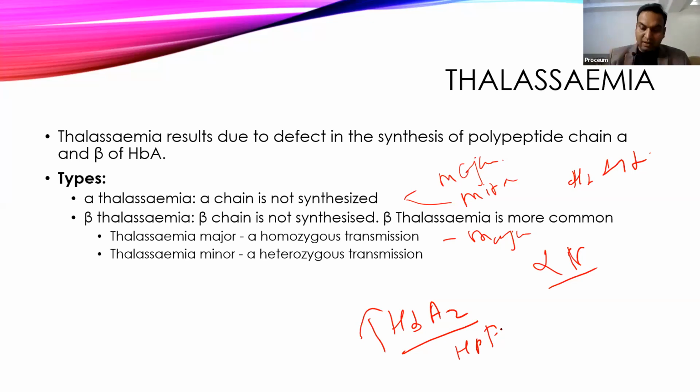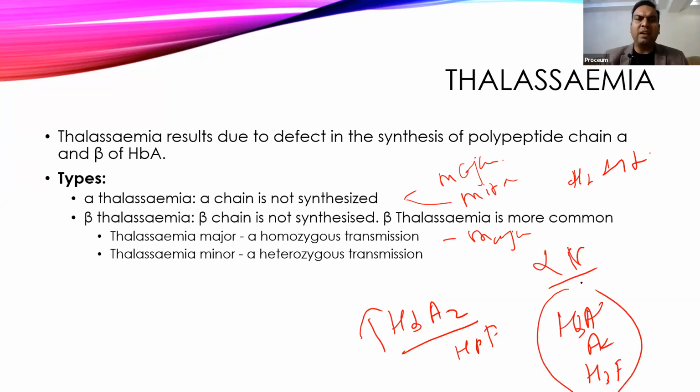If you come to alpha thalassemia minor, here HbA is also synthesized, HbA2 is also synthesized, and HbF is also synthesized. But a lesser number of the beta chain is synthesized because of only one gene available. So all types of hemoglobin will be synthesized, and this person leads a nearly normal life with a mild anemia and no need for any special treatment.